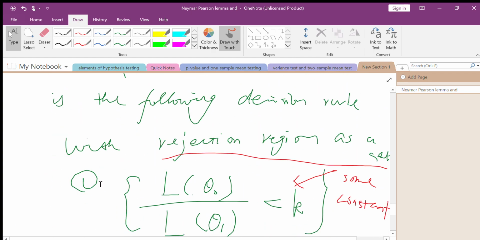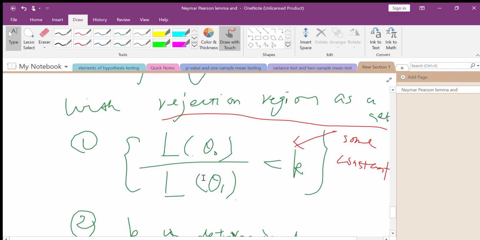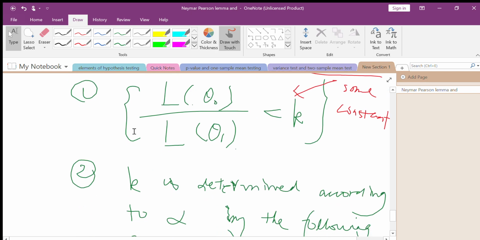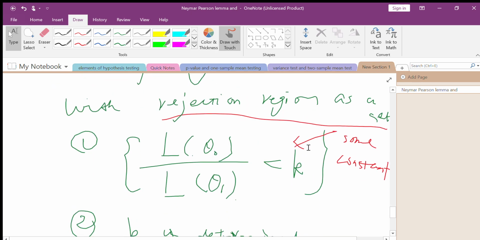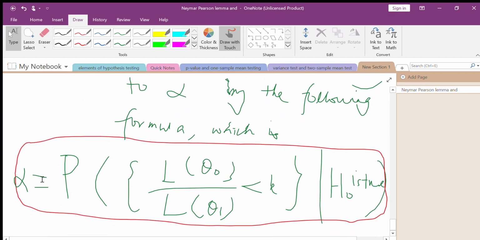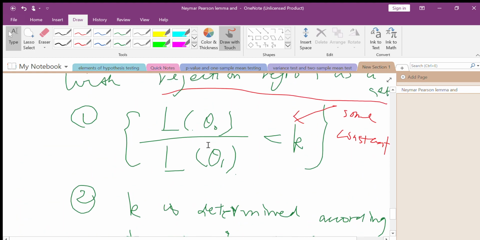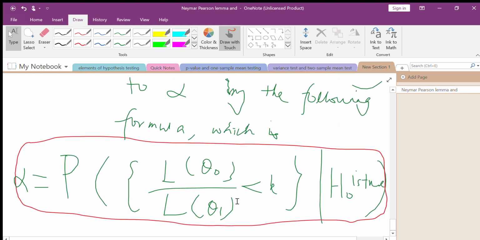The Neyman-Pearson lemma tells us that by these two steps, first you compute the likelihood ratio, with the numerator being the likelihood function evaluated at theta 0 and the denominator being the likelihood function evaluated at theta 1. The rejection region should be in this form, and k should be determined by the formula where we set alpha equal to the probability of the pre-specified rejection region, given H null is true.